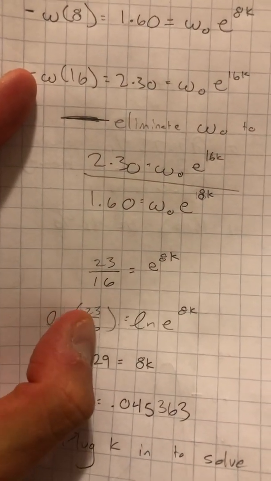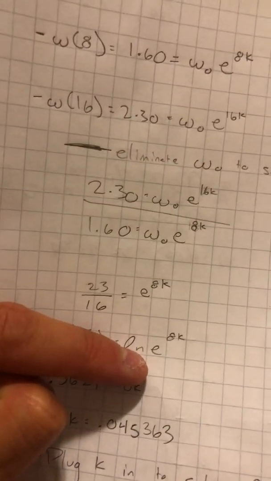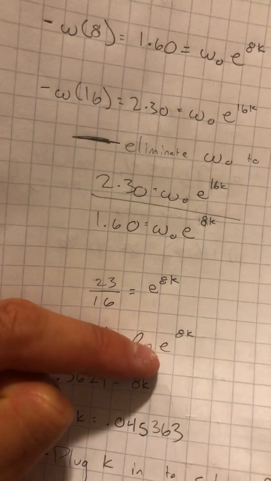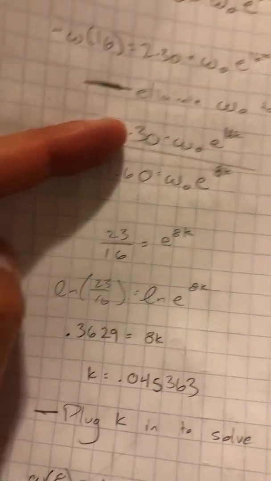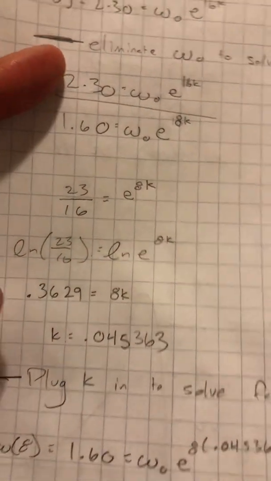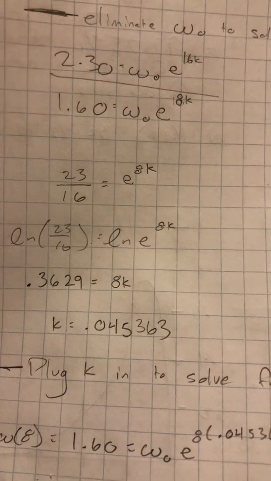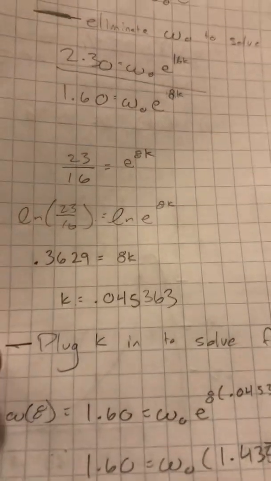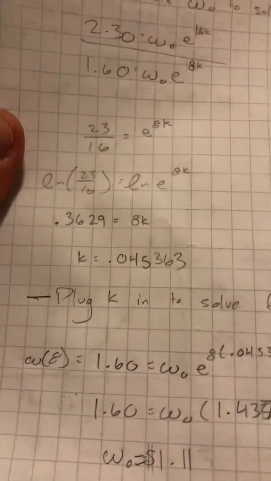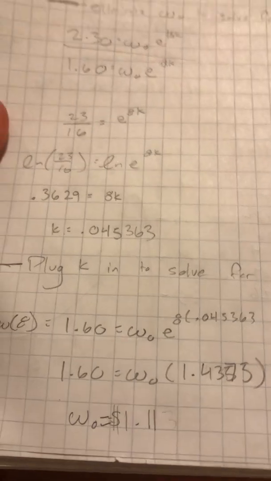So you have the natural log of 23 over 16, you punch that into a calculator, you get 0.3629. The natural log of e cancels out to 1, so you get 8k in its place. Just divide both sides by 8 on your calculator, and you get k equals 0.045363. Now that you have k, you can plug k into either W of 8 or W of 16 and solve for W of 0. What you end up getting is 1.11.